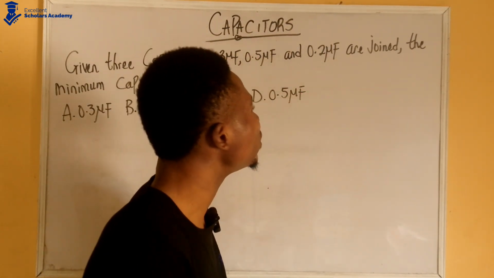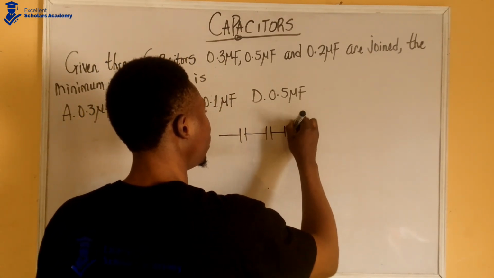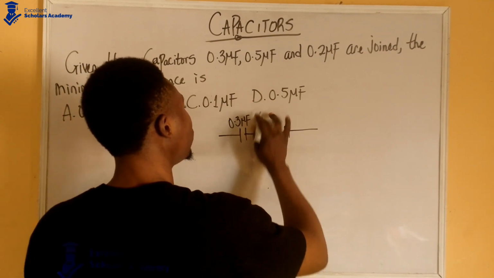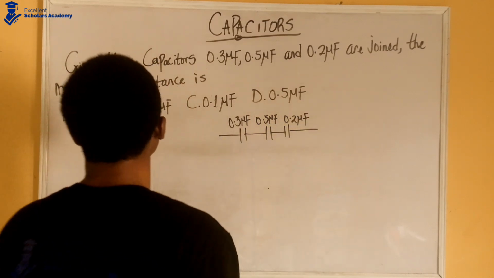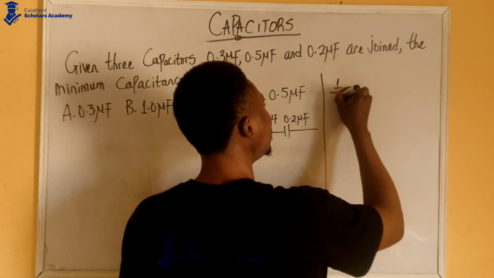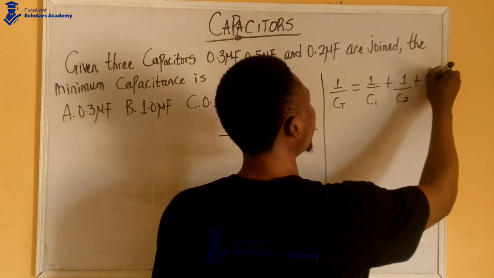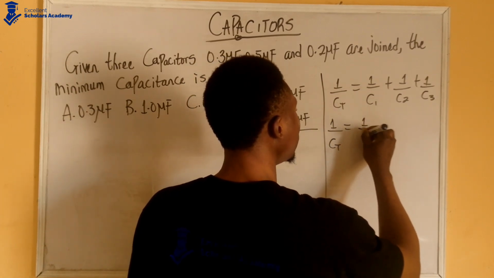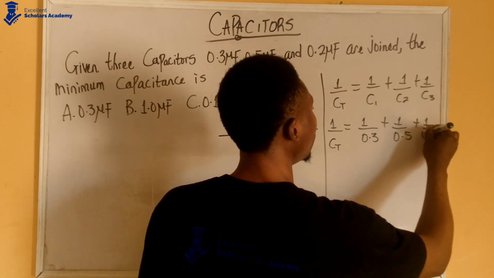So when we combine it in series, what are we going to get? Now this is going to be, let me draw a diagram. So we have 0.3 microfarad, we have 0.5 microfarad, and then we have 0.2 microfarad. So the minimum capacitance is, now let's combine them together. Of course we're going to use the formula 1 over Ct is equal to 1 over C1 plus 1 over C2 plus 1 over C3. So it becomes 1 over Ct is equal to 1 over 0.3 plus 1 over 0.5 plus 1 over 0.2.